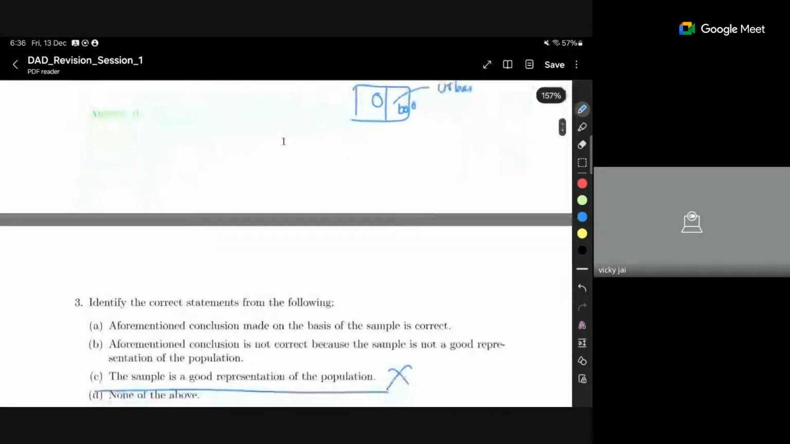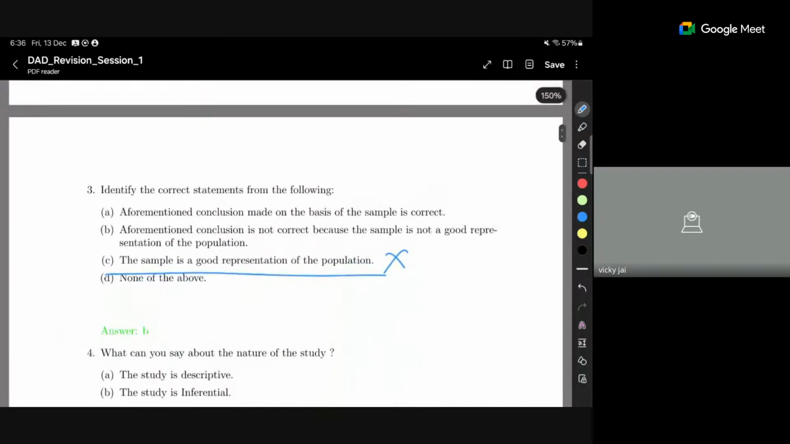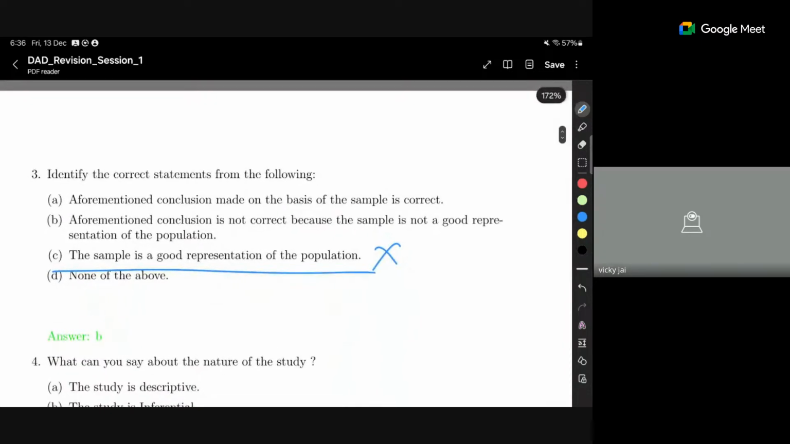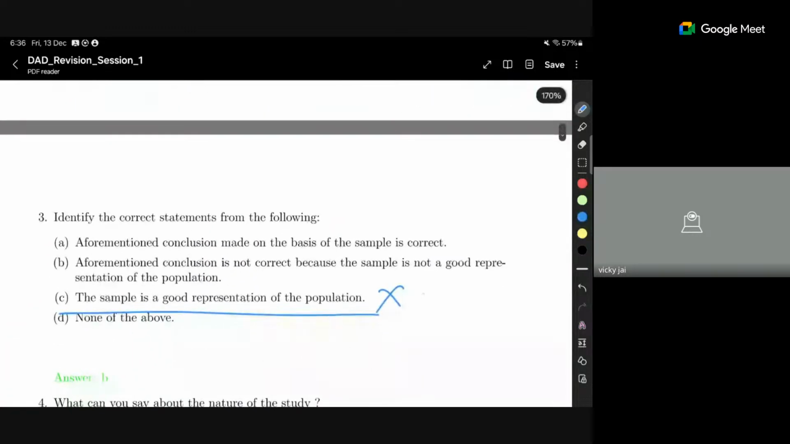Conclusion made on the basis of the sample is correct? So the conclusion is actually this: 80% of the students want to write the exam, right? Since we didn't collect the best sample, and we are saying it from this not good sample, that 80% of students will write, we kind of are going to fail the study, right? This conclusion which we made, that 80% of people are going to write the exam, without even considering a major group of rural.